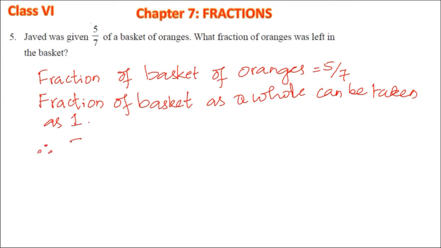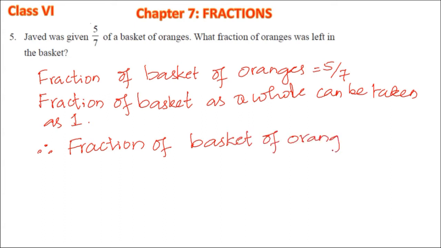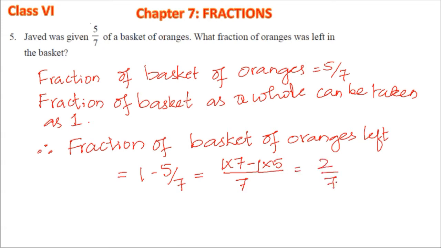Therefore, fraction of basket of oranges left will be equal to 1 minus 5 upon 7. Here, the LCM of 1 and 7 is 7. So 1 has to be multiplied by 7, minus 1 is multiplied by 5. We will be getting 2 upon 7. So the required fraction is 2 upon 7.